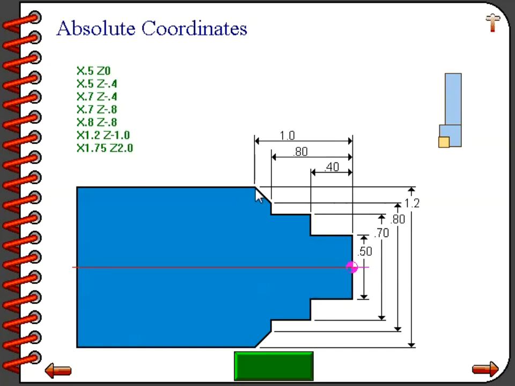of the finished face. The last command, X 1.75, Z 2.0, moves the tool away from the part to a convenient tool change position. We will be explaining tool changes in the next chapter. Again, try to run this animation several times and follow along with the program so that you understand absolute coordinates.